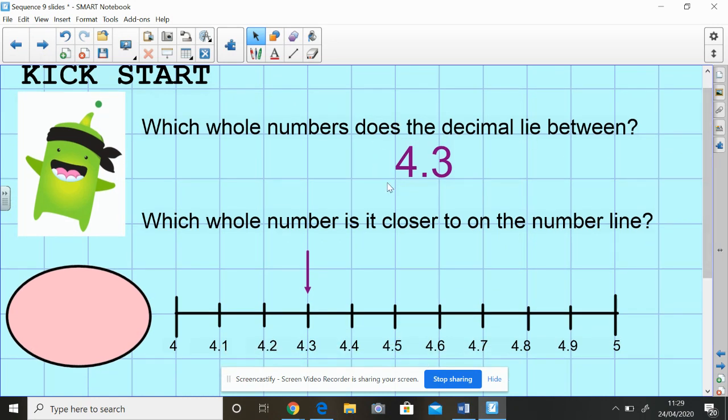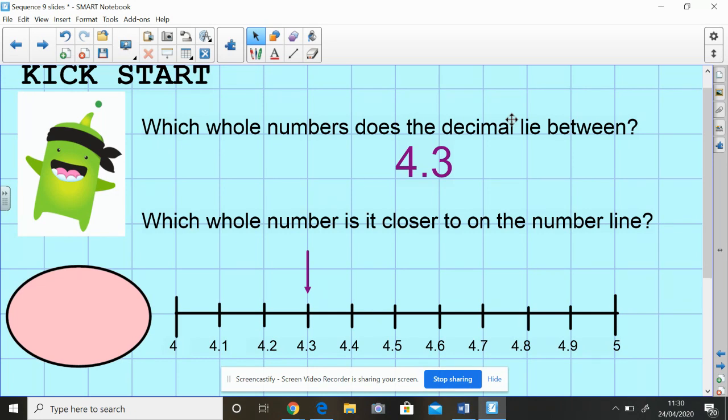First of all, let's look at this. I have got a number 4.3. I need to think which two whole numbers this decimal lies between before I can round any number. So the decimal 4.3 lies between the whole number of 4 and the whole number of 5. Remember, decimals are not whole numbers. And here is 4.3 here. So that's the first step I go to whenever I think about rounding decimals. Think about what two whole numbers the decimal lies between.